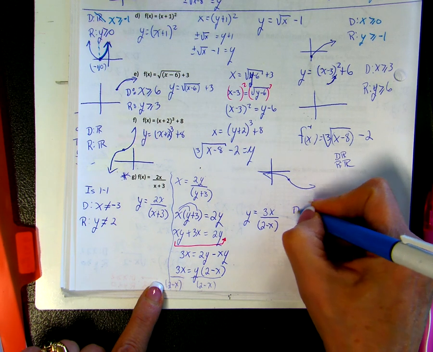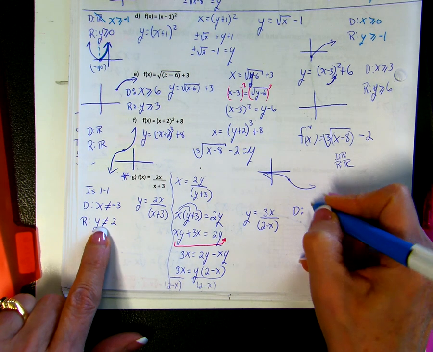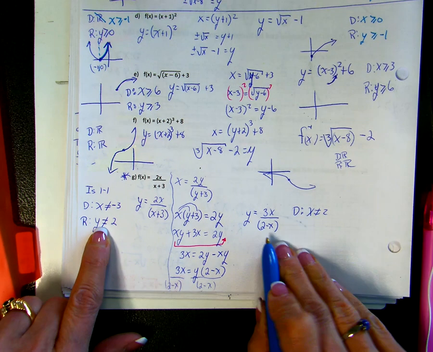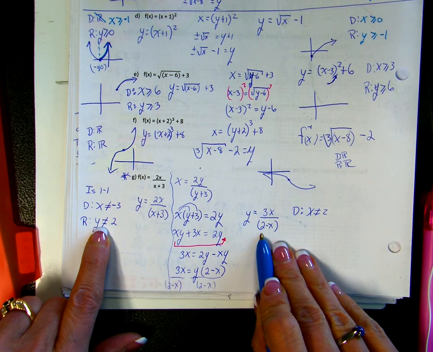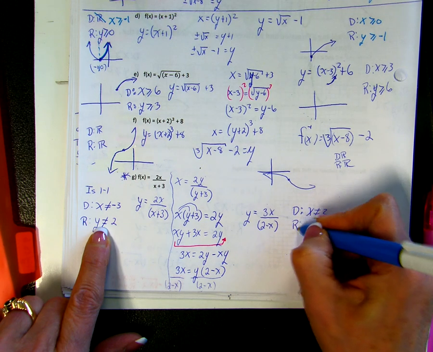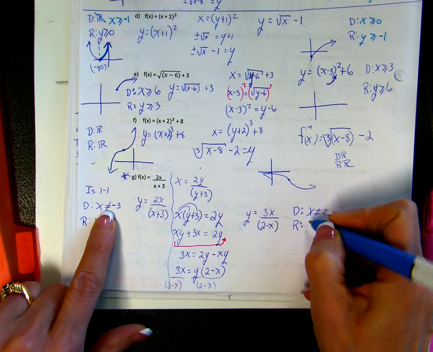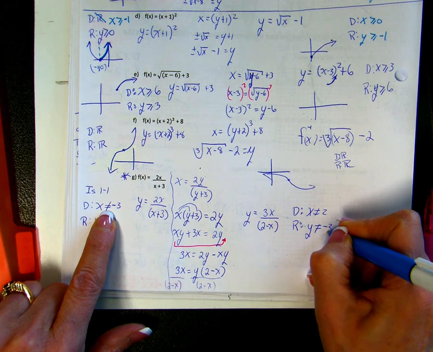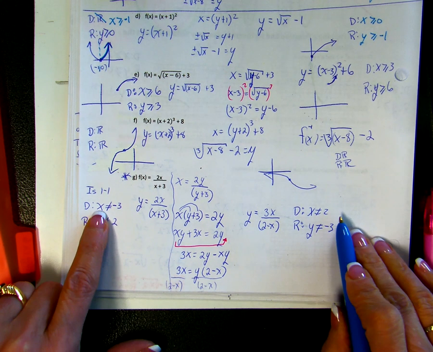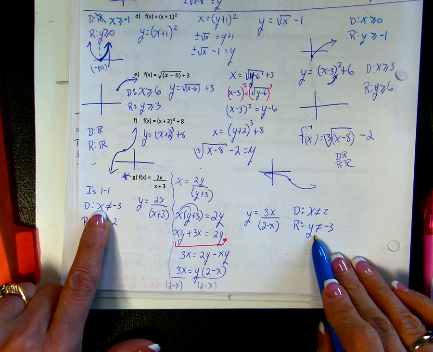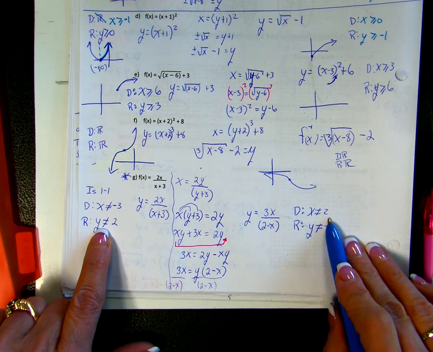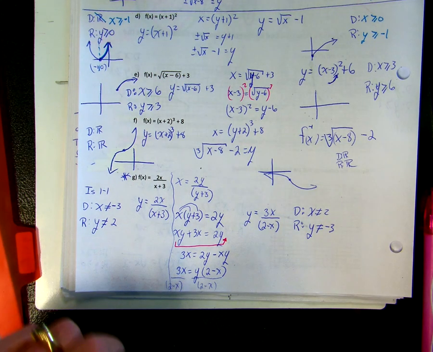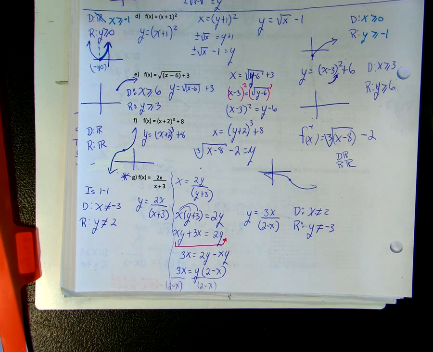Then the domain for this inverse is the old range. x can't equal 2. Look at that, of course it can't. You'd have a 0 in the denominator. The range for my new inverse, the old domain, is y can't equal -3. So this vertical asymptote has become a horizontal asymptote. This horizontal asymptote has become the vertical asymptote because we took the inverse. We exchanged x and y.